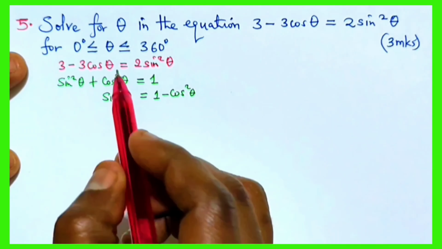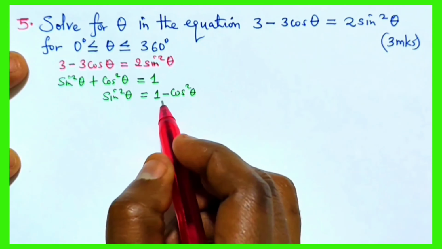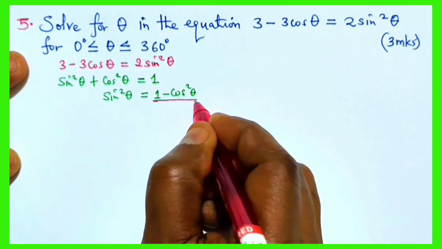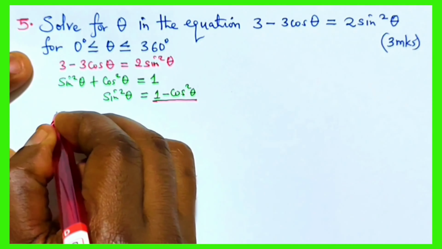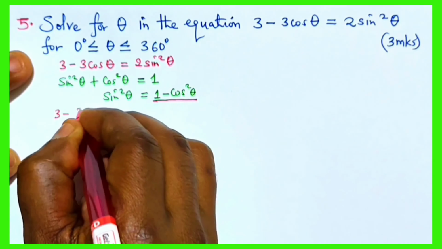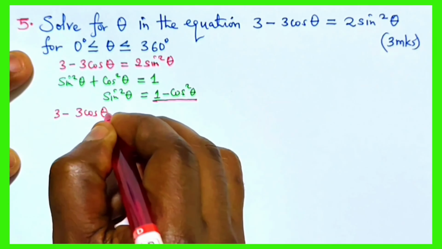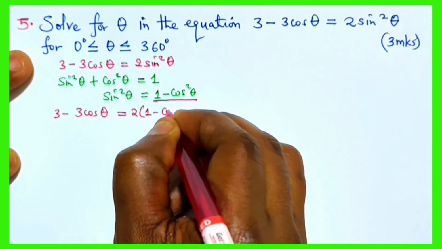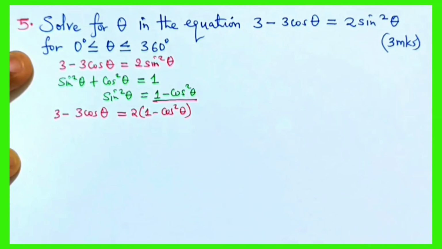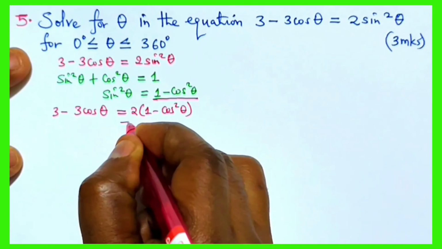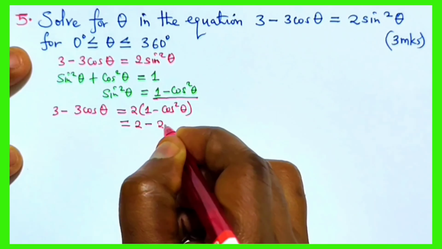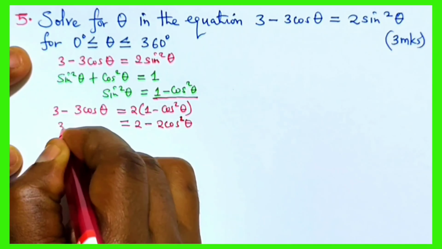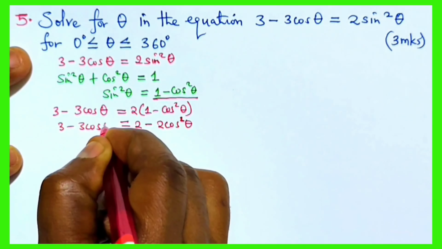Back to the equation. So where we are having sine squared theta, we need to substitute with this value here so that we end up having one unknown. So we are going to have 3 subtract 3 cos theta equal to 2 into 1 minus cos squared theta. And when you open the brackets here, you end up having 2 minus 2 cos squared theta equal to 3 minus 3 cos theta.